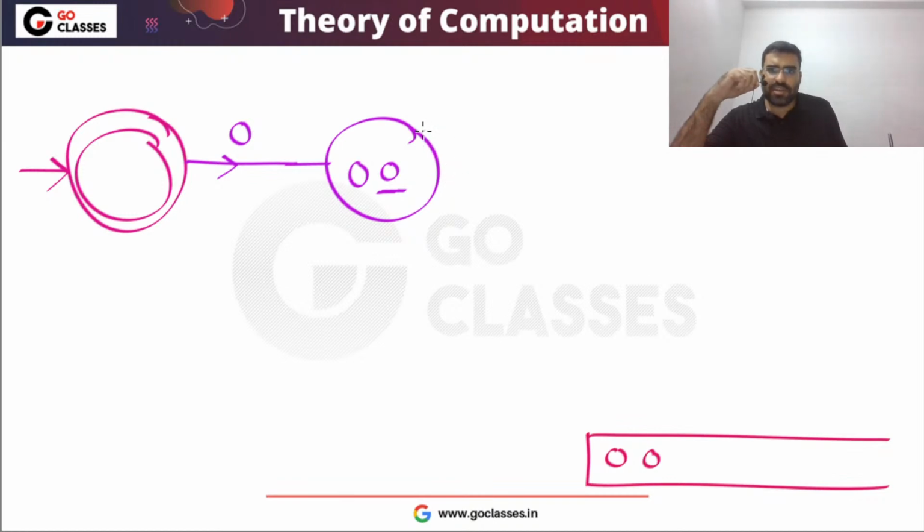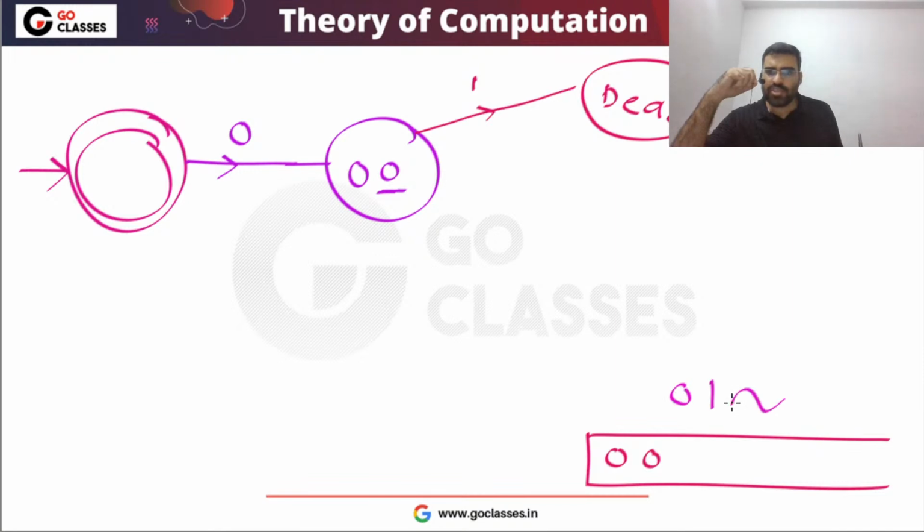If the next symbol is 1, then what should I do? After 0, if the symbol 1 comes, I should go to the dead state, because now there is no chance of acceptance.